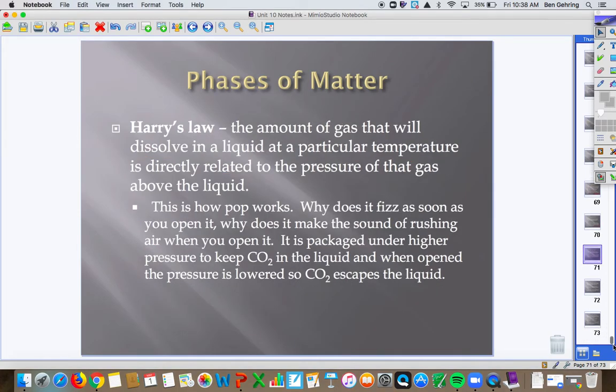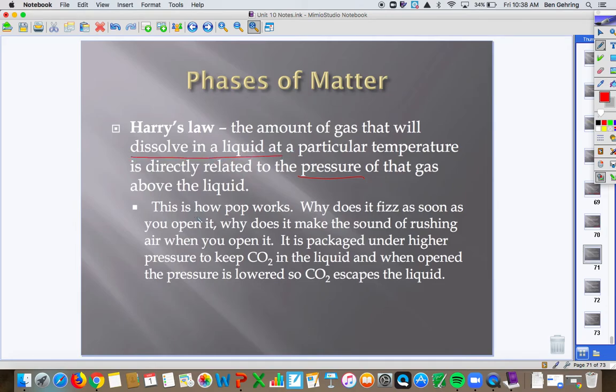All right. The last one we're going to talk about today is Henry's Law. He looked at the amount of gas that will dissolve in a liquid at a particular temperature, and determined it is directly related to the pressure of that gas above the liquid. So he looked at how you can dissolve a gas in a liquid and how that's related to pressure.